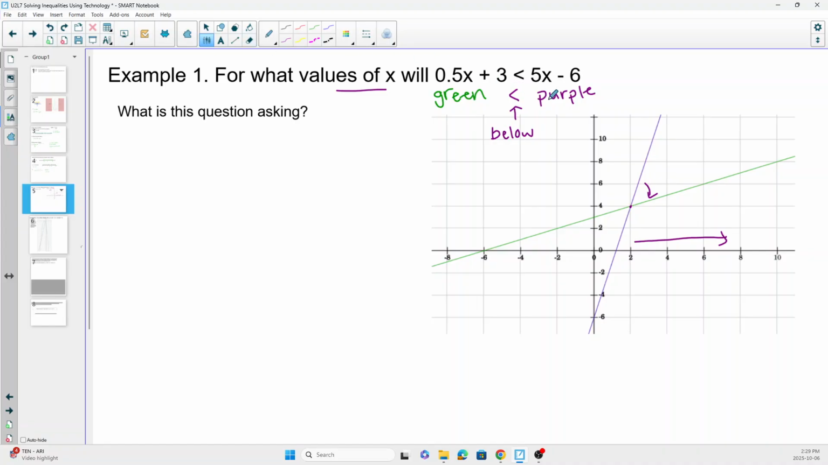So to express this, we would say 0.5x + 3 is less than, not equal to, just less than 5x - 6 when, I'm just going to jump right to when x is greater than positive 2 and not greater than or equal to, because at that point the functions are equal. We're not interested in when they are equal. We're only interested when green is less than purple.